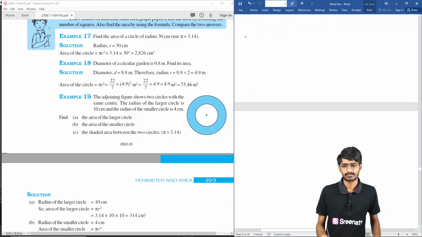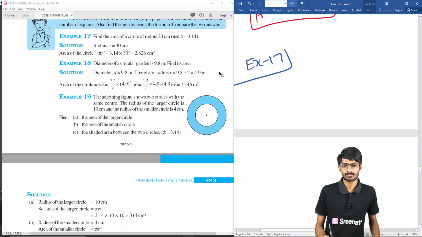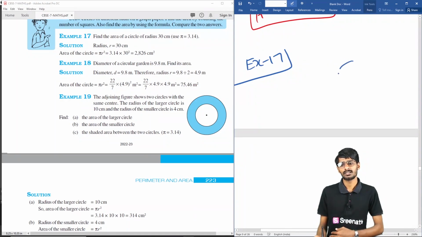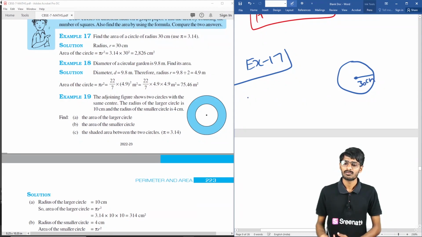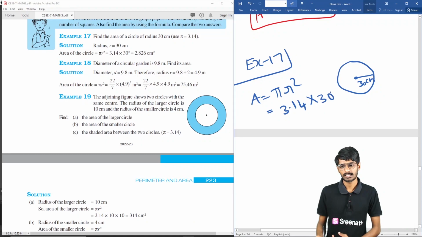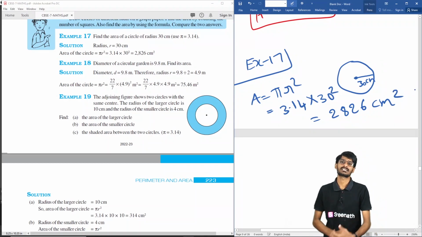Example 17. Find the area of a circle. Here it is the circle. We have to find the area whose radius is 30 centimeters. What is the formula of area? It is pi r square. What is the value of pi? It is 3.14, into radius 30 centimeters, so 30 square. It gives 2826 centimeters square. That's it, students.